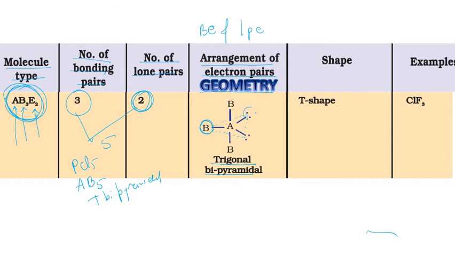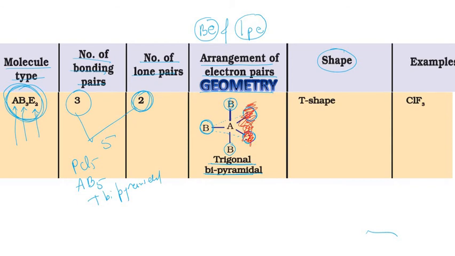The equatorial positions are here occupied by what? Lone pairs, and the other 2 B atoms, one above and the other below, right? So the geometry, as I've told you, includes the lone pair of electrons as well as bonding electrons. So the geometry is trigonal bipyramidal. But with respect to shape, we have to recall that we have to close the lone pairs. That means we have to keep one paper or thumb on these lone pairs.